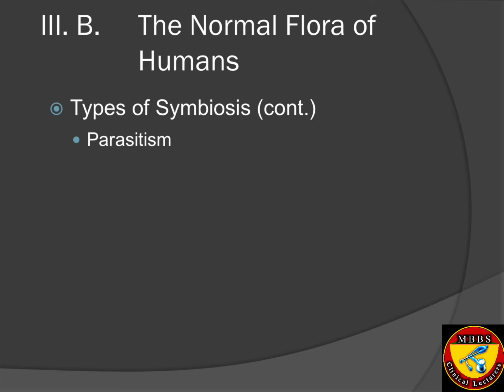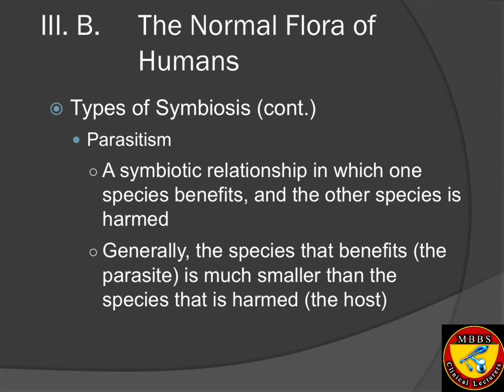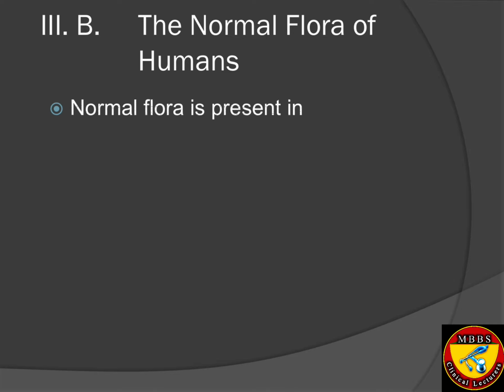And there can be parasitism as well, in which one species is getting the benefit but the other species is getting harmed. That's why it's called parasitism. And generally the species that benefits, the parasite, is much smaller than the species that is harmed, that is the host. So these are usually the roles of normal flora.